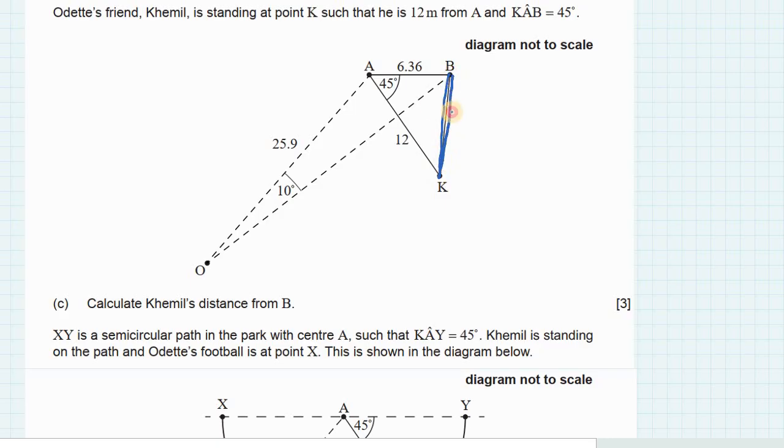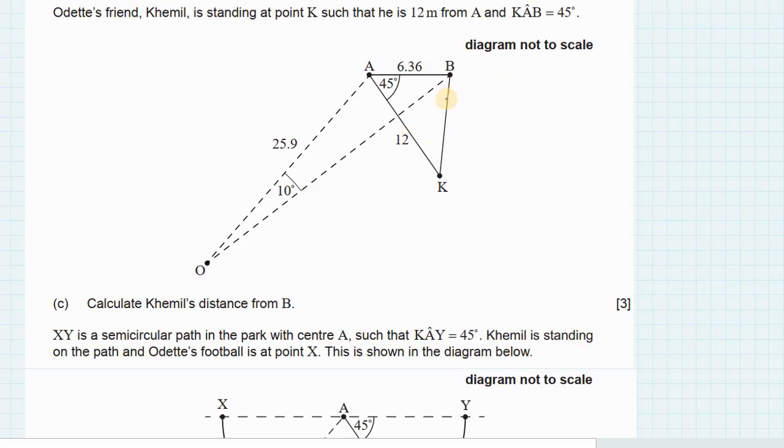As usual, I will always try to find the pair. If we can find the pair, we'll use sine rule. We're looking for this side. The pair of this side is this angle. Can we find another pair? Can we find the pair of 12? Nope, we don't have the angle. Can we find the pair of 6.36? Nope, we cannot. So it means we will use the cosine rule.